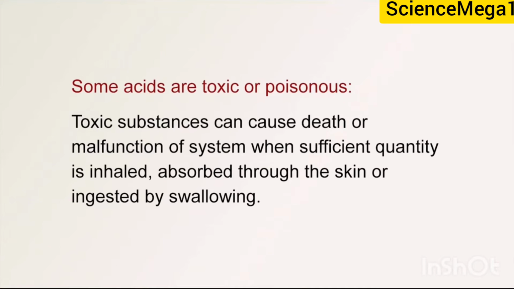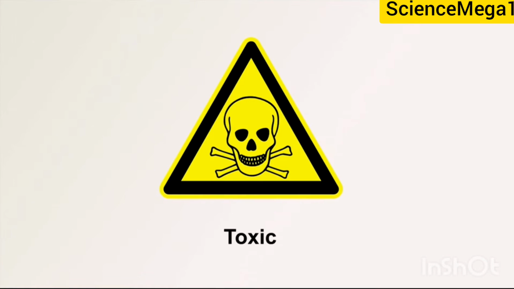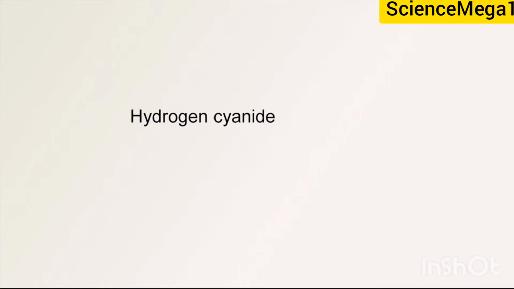Some acids are toxic or poisonous. Toxic substances can cause death or malfunction of a biological system when sufficient quantities are inhaled, absorbed through the skin, or ingested by swallowing. And they have the hazard symbol on your screen. Examples of such acids are hydrogen cyanide, sulfur dioxide, etc.